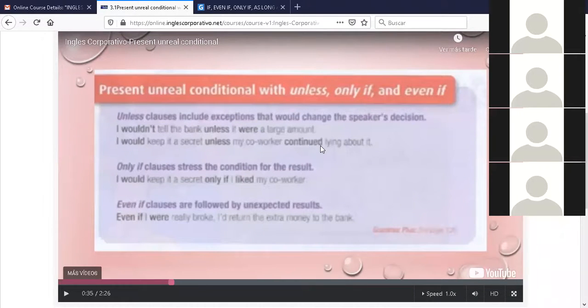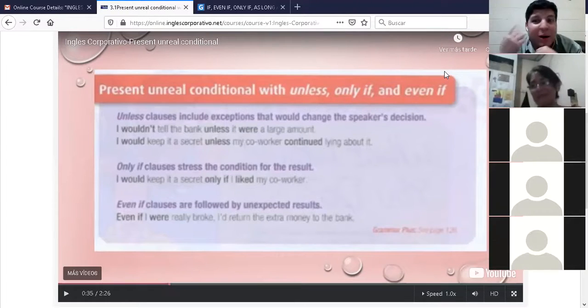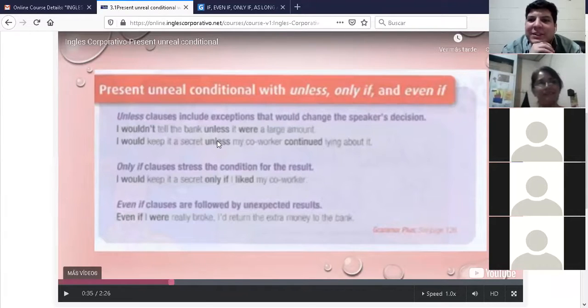How do you say "me casaría a menos que pasara una catástrofe"? I'm sorry, teacher. In Spanish, it is "me casaría". That's the right form. Me casaría, all right? Yes. Me casaría a menos que pasase un desastre. I would get married unless a disaster happened. Unless a disaster happened, correct.